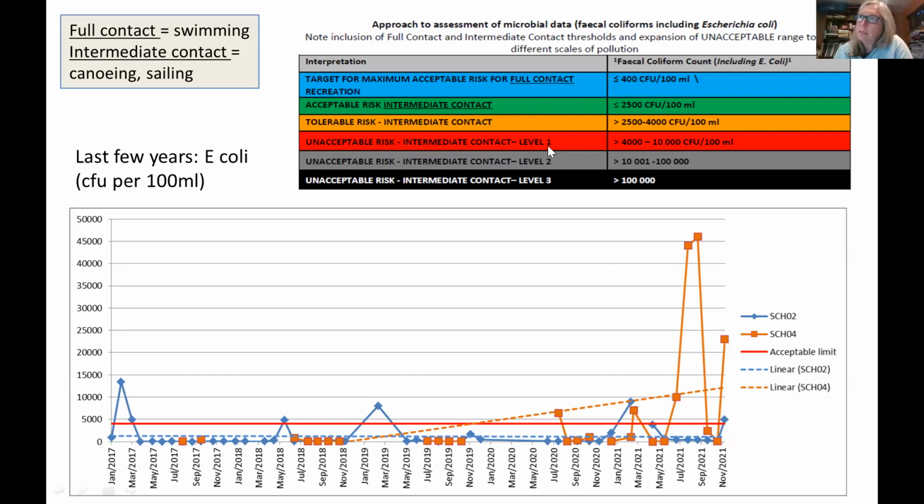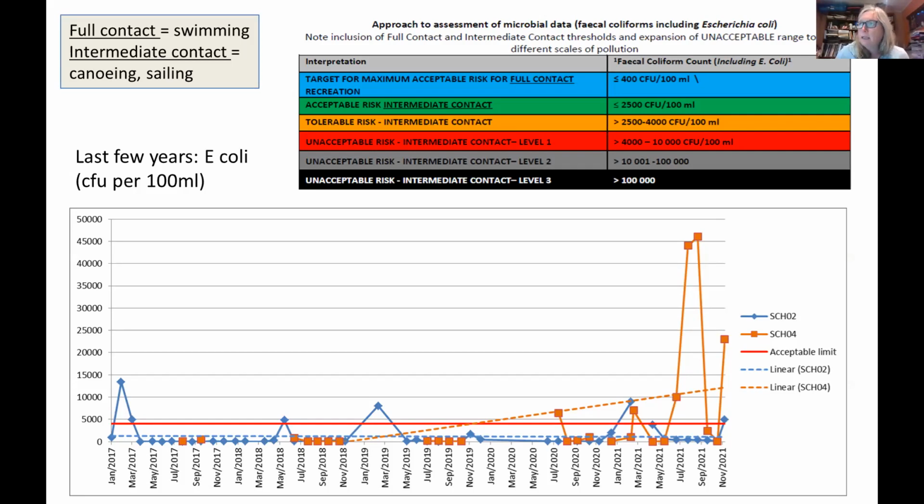Just going back to this table at the top right, there are these different levels. So let's just have a look at those. The city provides in blue here a target for maximum acceptable risk for full contact recreation. So that's swimming, where you're putting your head under the water. The next bar is green, which is an acceptable risk for intermediate contact. And intermediate contact is where you're not swimming in the water, but you're still engaging with it, canoeing or sailing, on top of the water. Surfing would be seen as full contact, not intermediate contact.